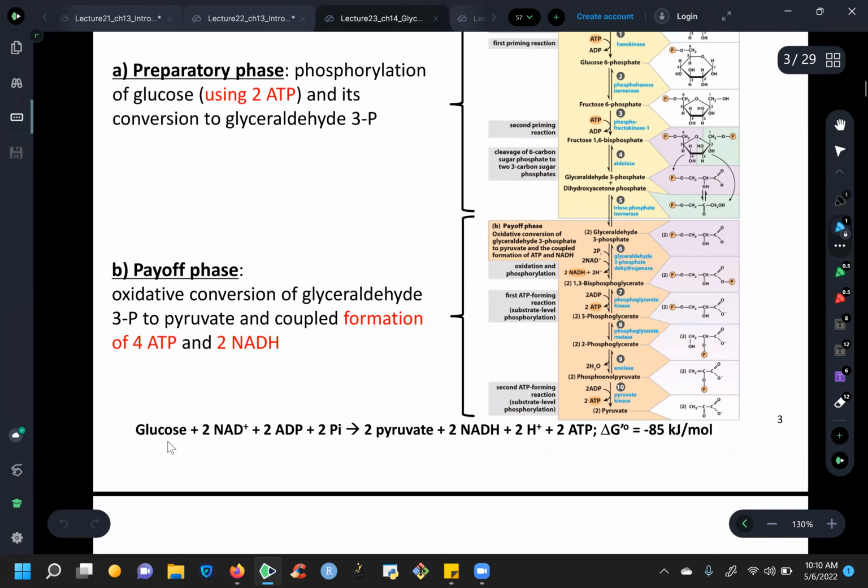Okay, and then down here is the equation. Glucose plus 2 NAD plus, 2 ADP, plus 2 phosphates, and you end up with 2 pyruvates, 2 NADHs, plus 2 hydrogens, plus 2 ATPs. So I would have another flashcard for this, for glycolysis.